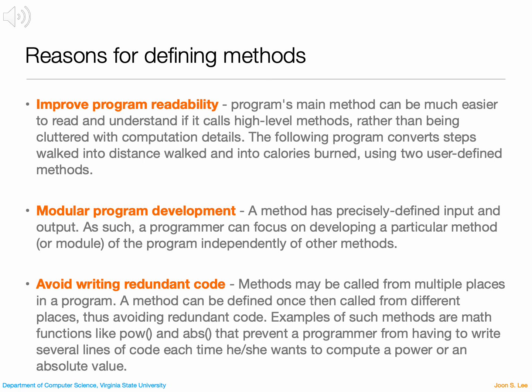There are 3 main reasons we define methods. First, methods improve readability. When main calls high-level methods, the program is easier to read and understand. Second, methods support modular program development. Each method has a clear input and output, so we can develop and test pieces of the program independently. Third, methods help us avoid writing redundant code. We define a method once and reuse it wherever we need it, instead of rewriting the same logic over and over. These ideas apply to both Java and Python, and they are fundamental to good program design.